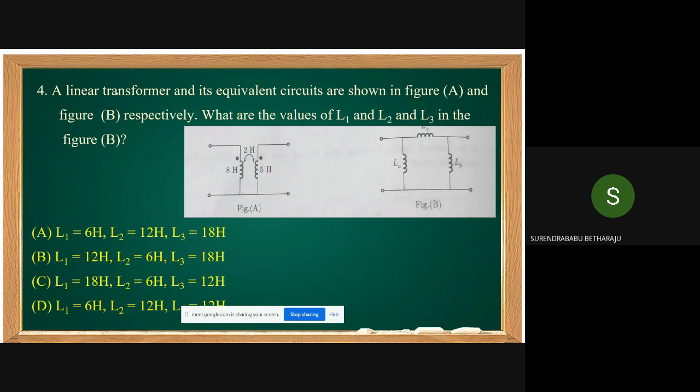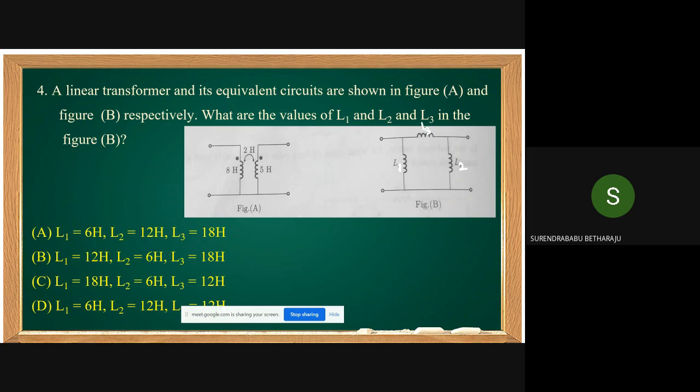A linear transformer and its equivalent circuit are shown in figure A and B respectively. What are the values of L1, L2 and L3? This is L1, this is L2 and this is L3.